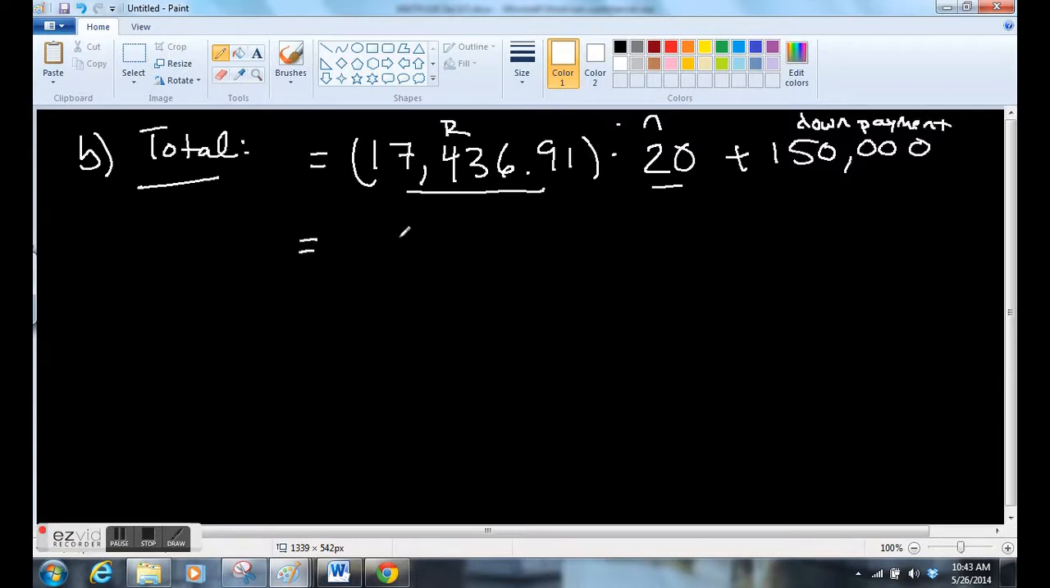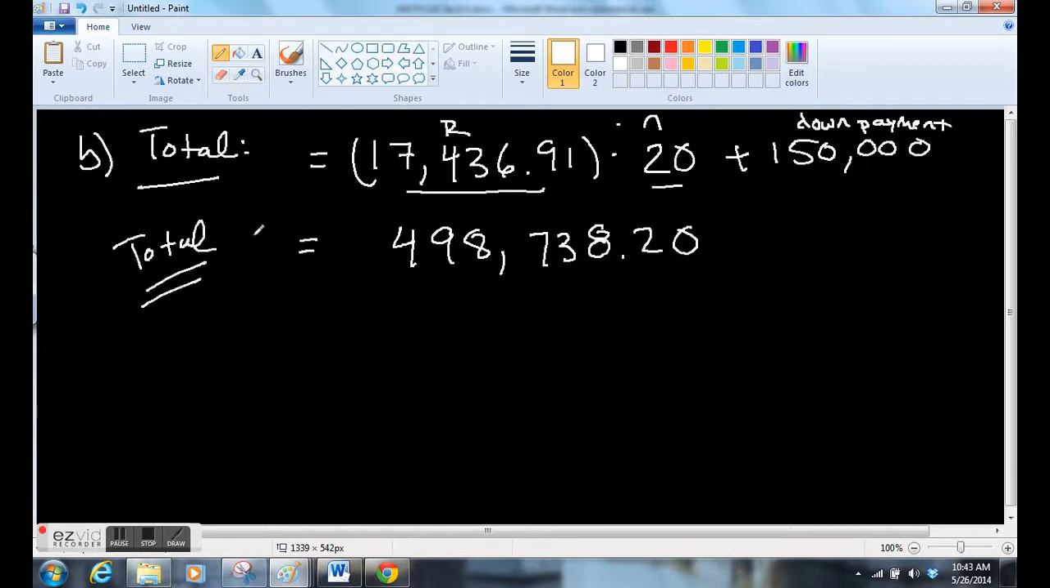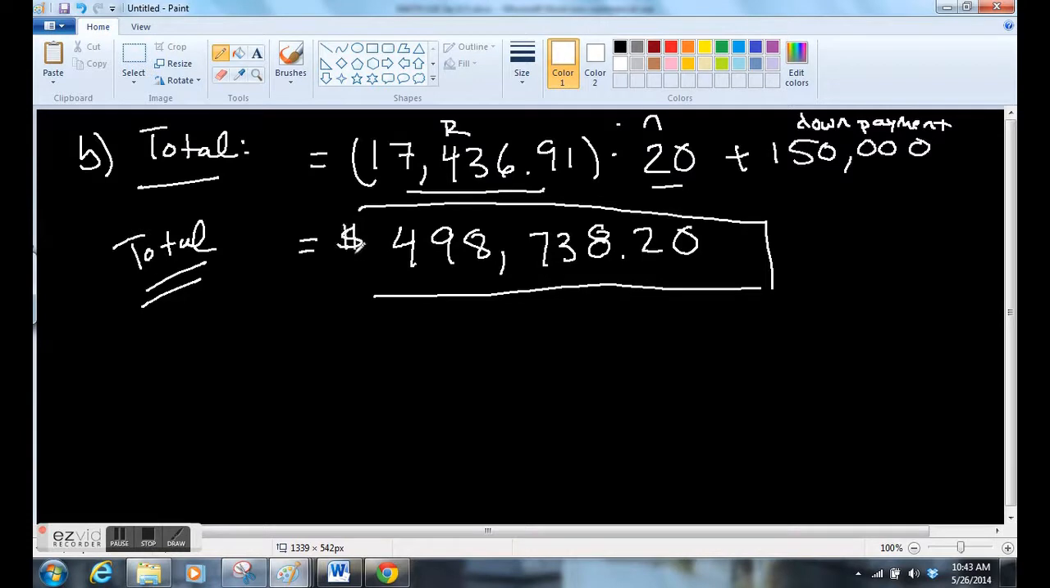So that is $498,738.20. The total amount that he has shelled out over the 10-year period is $498,738.20. Again, that's the amount he paid every 6 months times the 20 payments. So he made 20 payments of this much plus his down payment.